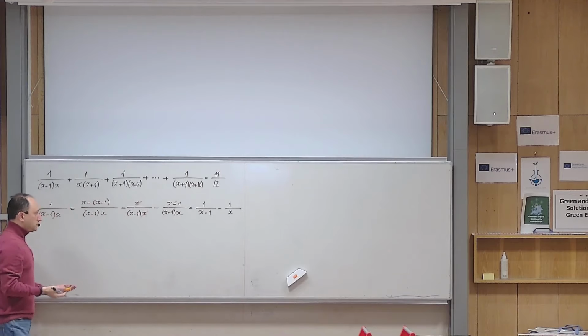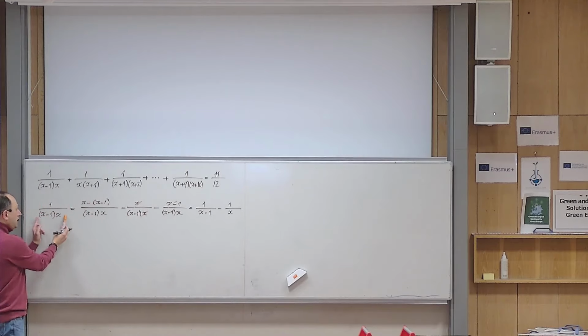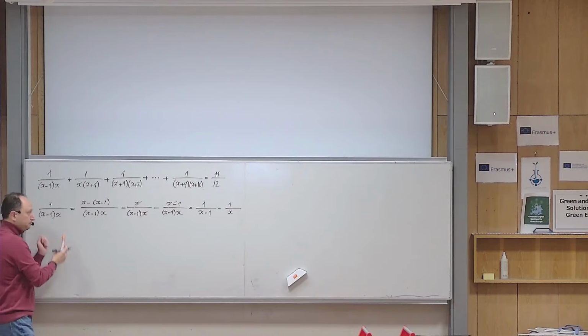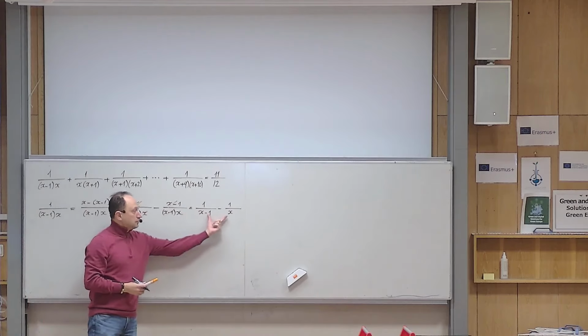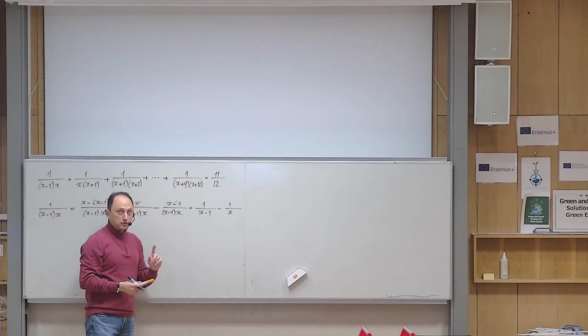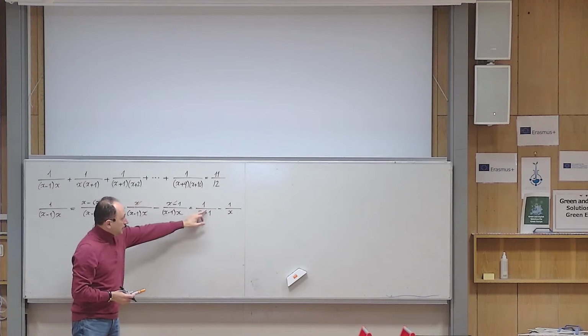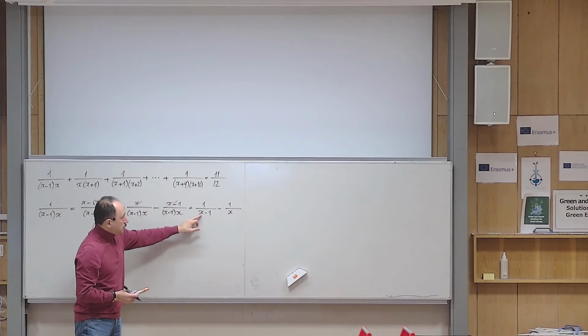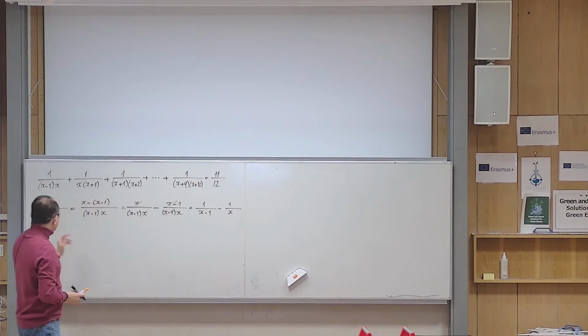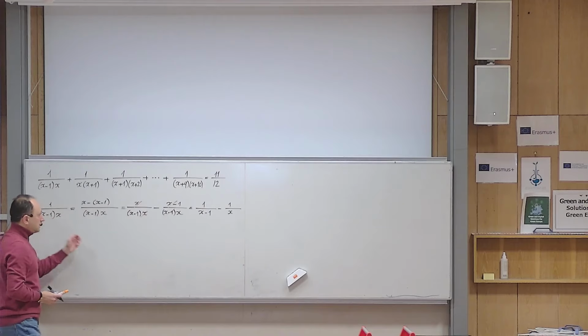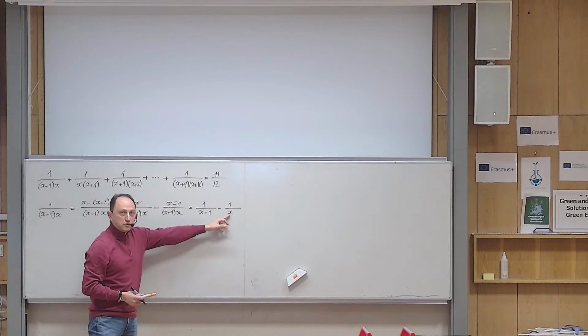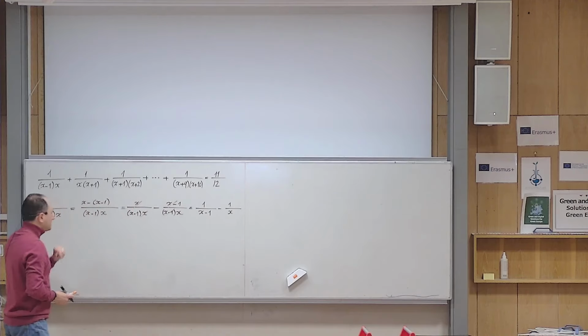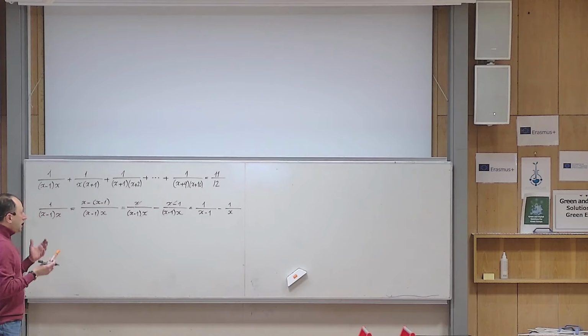So what I have done, I was able to write this one single fraction as the difference of two fractions. But look, x minus 1, the denominator of the first one, is the first factor, and x, the denominator of the second fraction, is the second factor. And I hope that you understand that this pattern can continue.